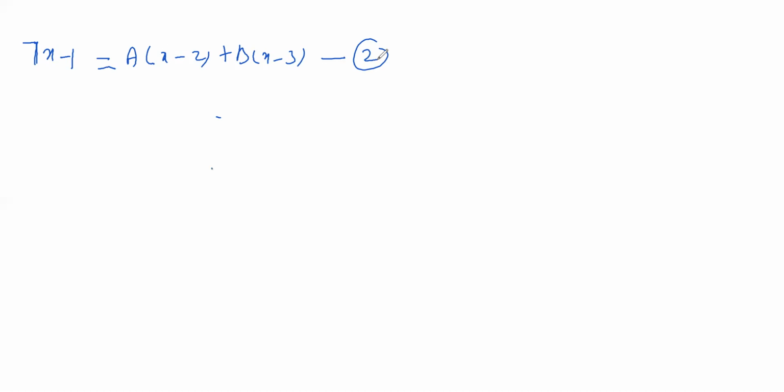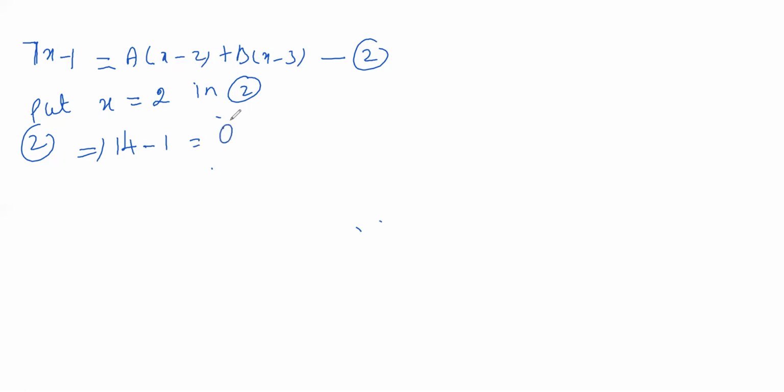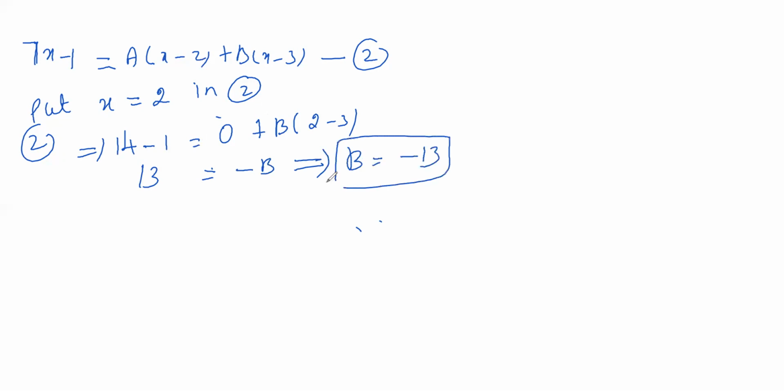Now what will we substitute? x is equal to 2 in equation 2. So equation 2 becomes 7 twos are 14 minus 1 is equal to, in the first term, a into 2 minus 2 becomes 0, isn't it? So 0 plus b into 2 minus 3. 14 minus 1 is what? 13 is equal to 2 minus 3, minus 1, so minus b, which becomes what? b is equal to minus 13. We get the value of b.